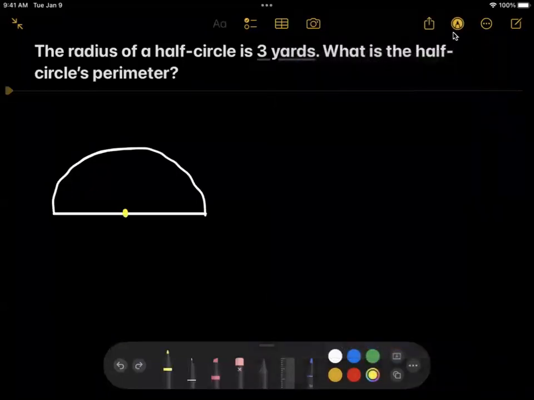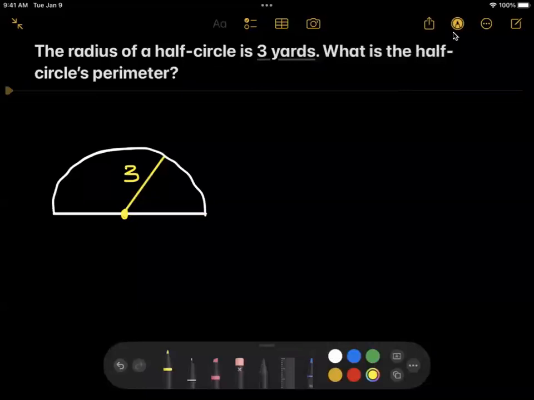So we know the radius starts at the center and comes out. I don't know if you can see that. There we go. To the edge of the circle, any edge of the circle. So the radius can be there, but it could also be from the center and make its way up here. So the radius starts at the center, goes to any edge of the circle, and it's the same measurement because the center is exactly in the center. So we're going to call this a radius of 3 yards for the half circle.